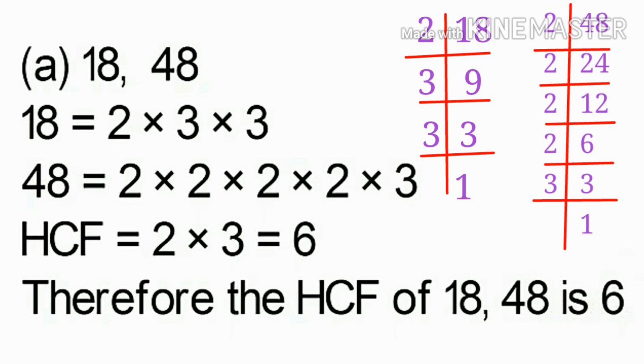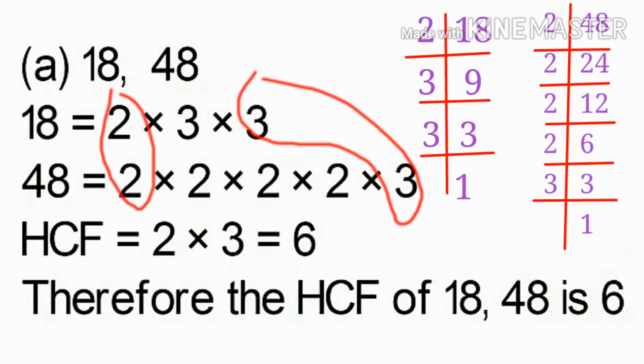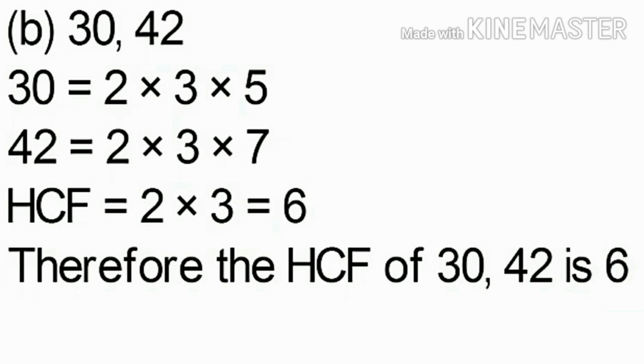Okay, so the HCF will be the common terms. 2 and 2 is common, 3 and 3 is common. That's it. So the HCF will be 3 into 2, that is 6. So the HCF of 18 and 48 is 6. B part, we have 30 and 42.